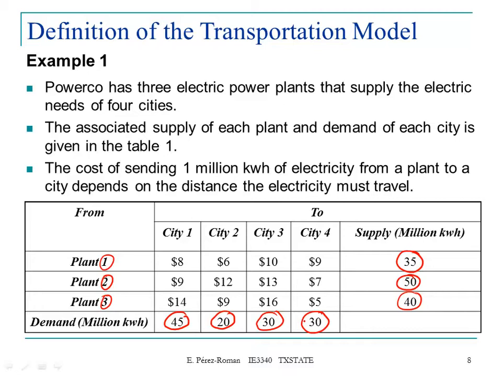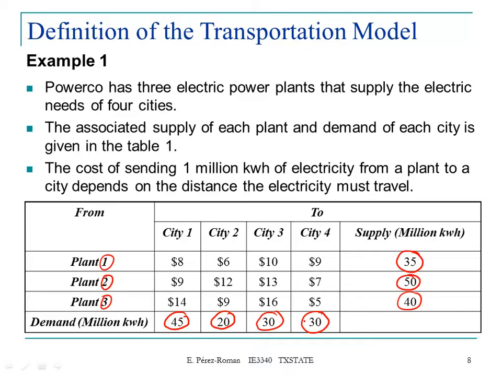The cost of sending 1 million kilowatts of electricity from a plant to a city depends on the distance the electricity must travel. So if you supply 1 million kilowatts to city number 1 from plant 1, this is your cost in million, and so on. So you have a cost from point A to point B. So plant 1 to city number 2 is 6 million, plant 1 to city 3, and so on. So this matrix is basically giving you the cost for moving that electricity from this plant to this city.